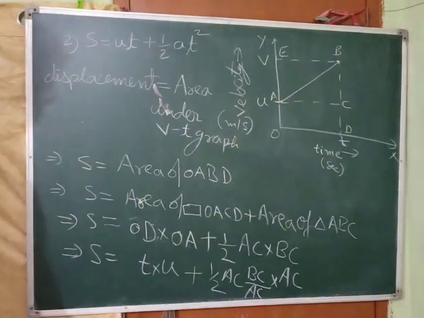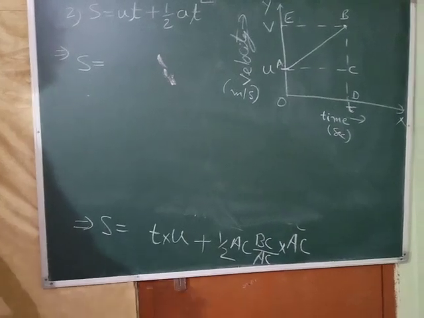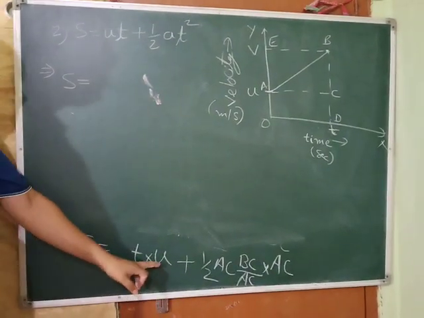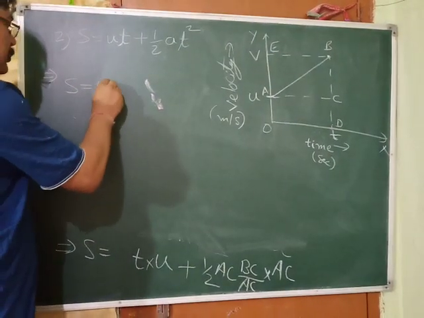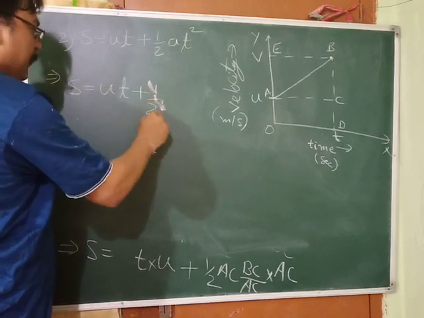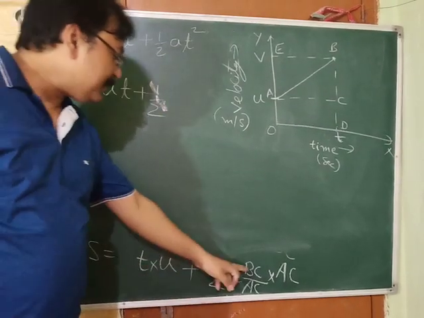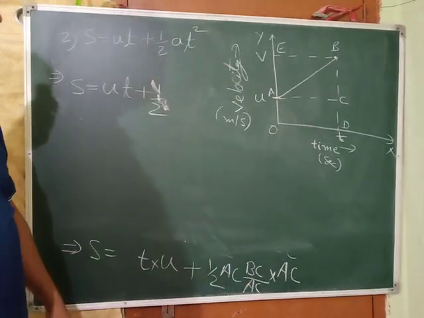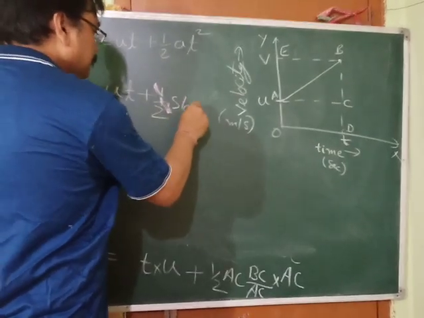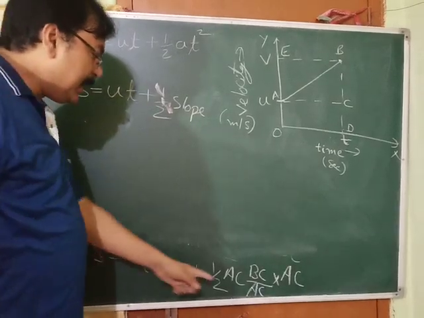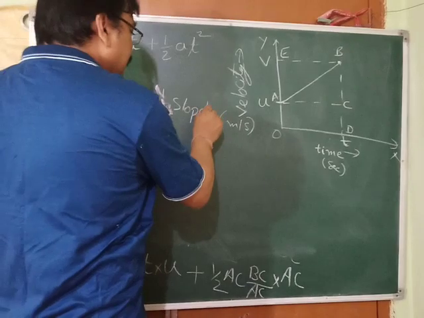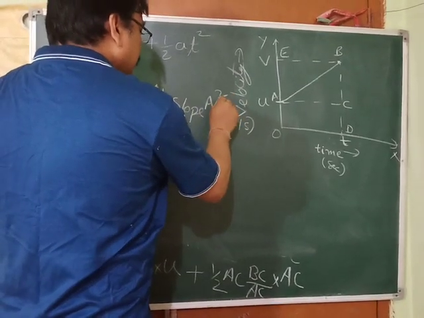Okay. Now, from here S is equal to T into U, so can we write this as UT? Because both are multiplied. UT plus half. What is BC by AC? BC by AC is slope. And AC into AC, what will we get? AC square. So we can write AC square.